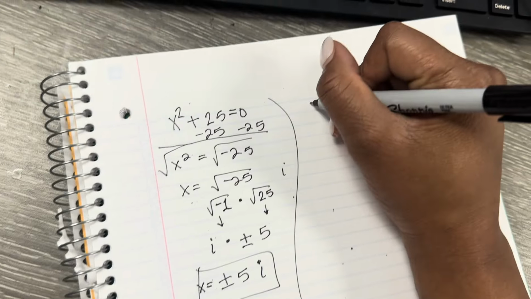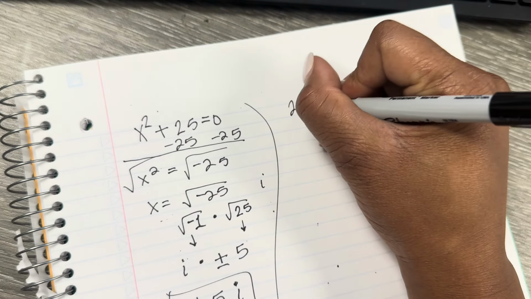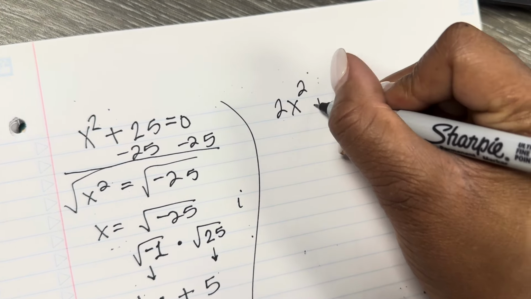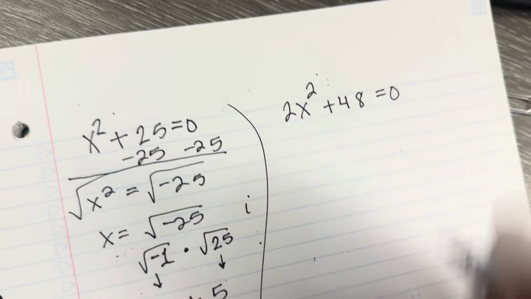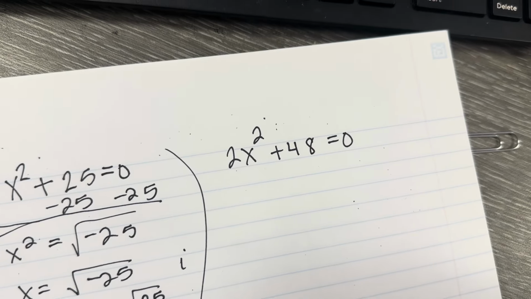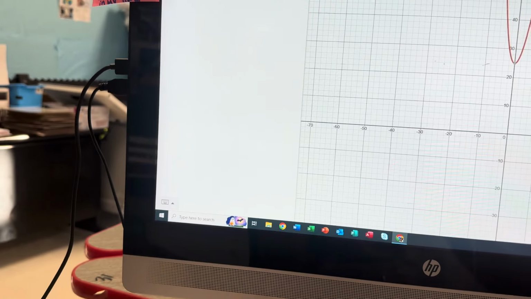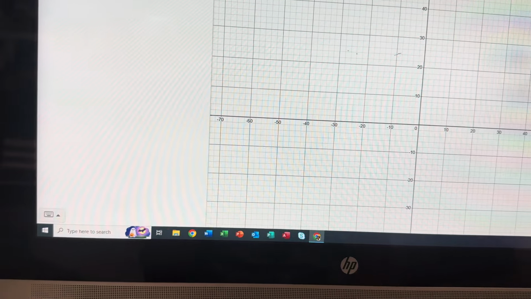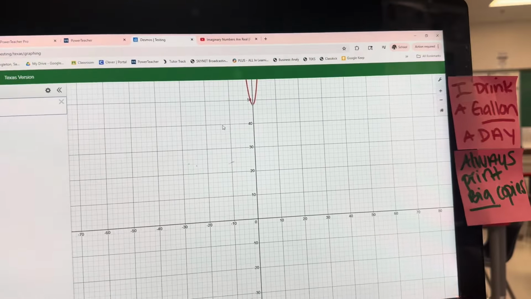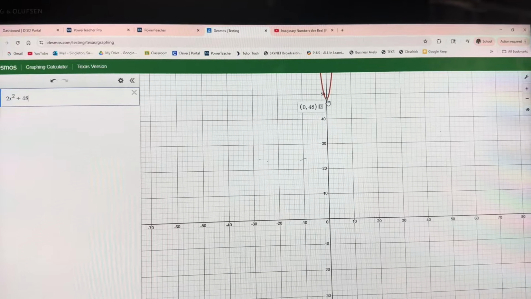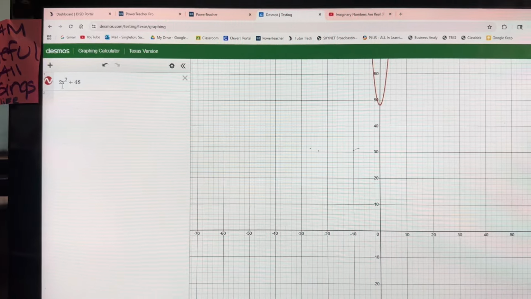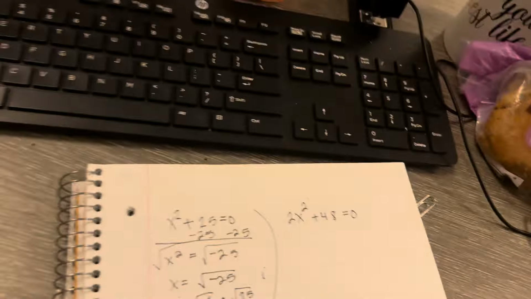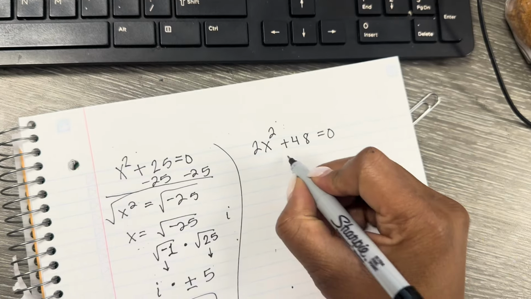I'll give you one more because it can get a little more, not tricky, but a little bit weird. 2x squared plus 48 equals 0. Okay, we're adding more numbers, right? If you were to graph it, 2x squared plus 48. There it is. It's at 48. It's just a skinnier parabola because of the 2 in front. It doesn't cross the x-axis. It's imaginary. So let's find our imaginary solutions.